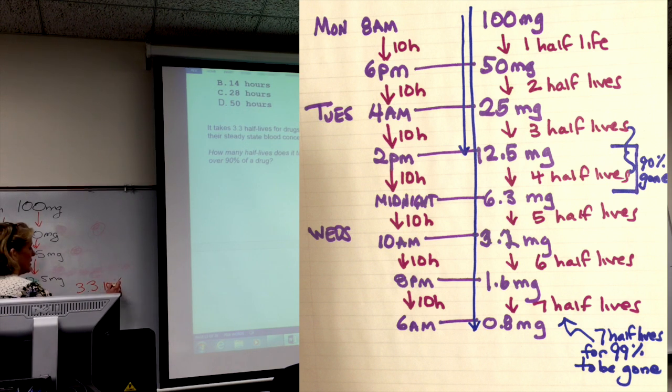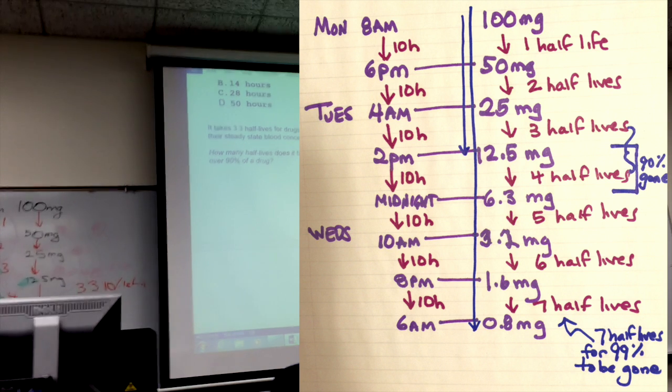So 10% is left here, 1% is left here. And because it's always a half of a half of a half of a half, the percentage is always the same. I can start with 427 milligrams, and to get to 1% left, it's still going to always be 7 half-lives. All right? So that's the trick.